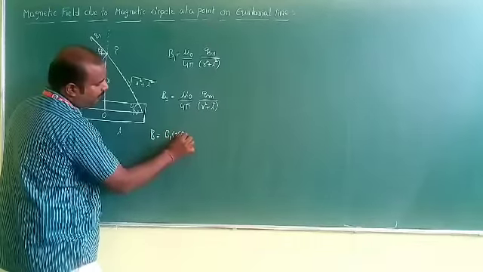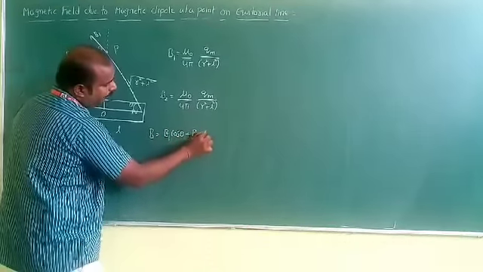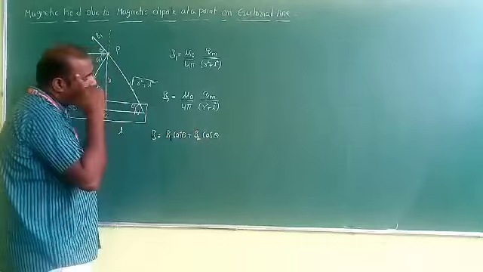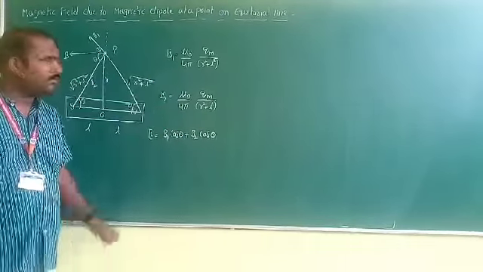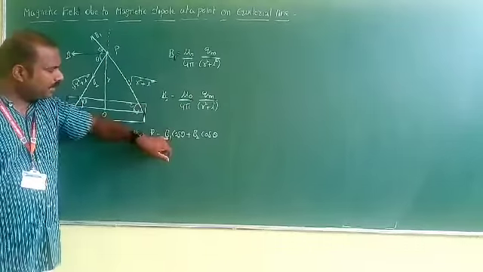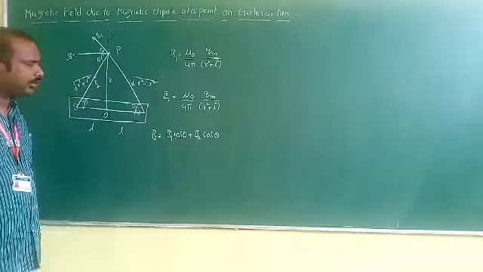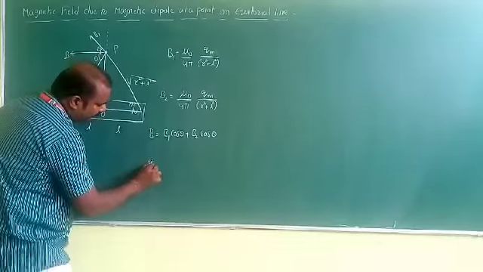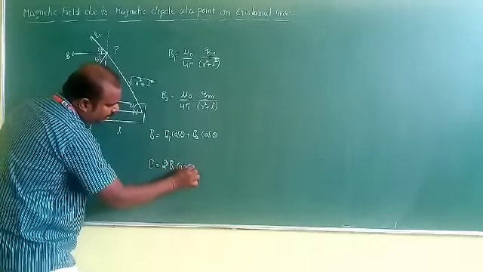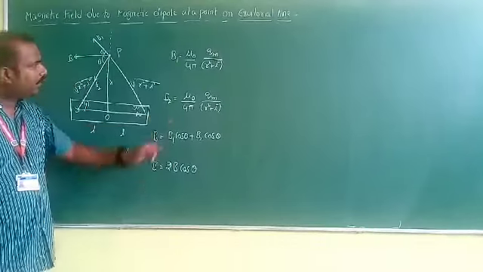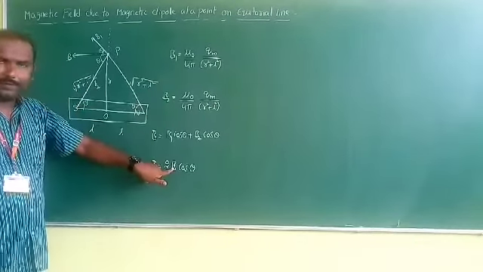B1 cos theta plus B2 cos theta. Now you see the equation. Here B1 and B2 both the values are same. That is the reason you can use the same equation for B1 and B2. I can write it like this: the net magnetic field is equal to 2B cos theta. In place of B1 and B2, now you can substitute the B value.